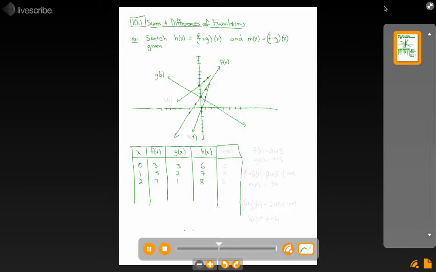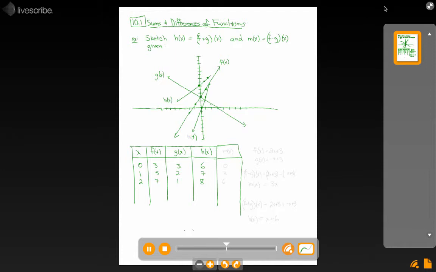And so we can plot a couple of points here. And you can do a whole bunch more, but you'll find that you are getting a nice straight line type of a graph. So h of x looks something like that.